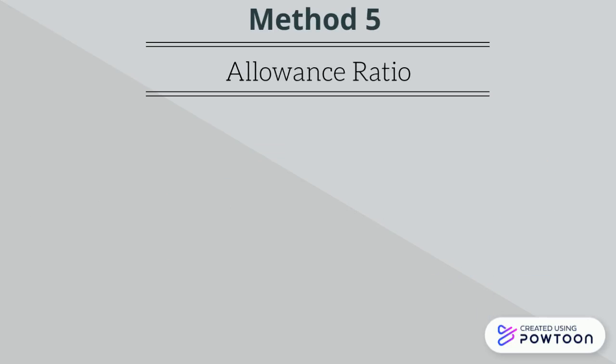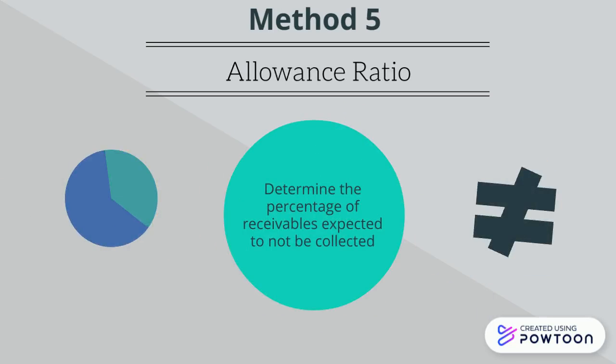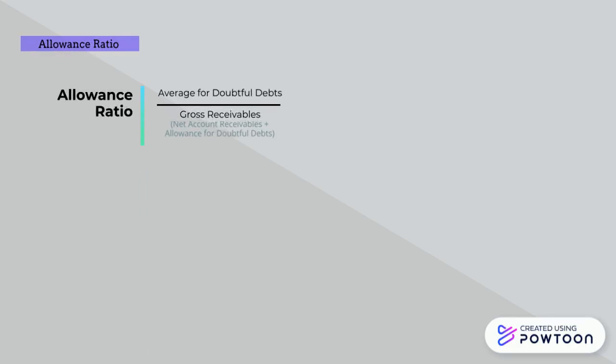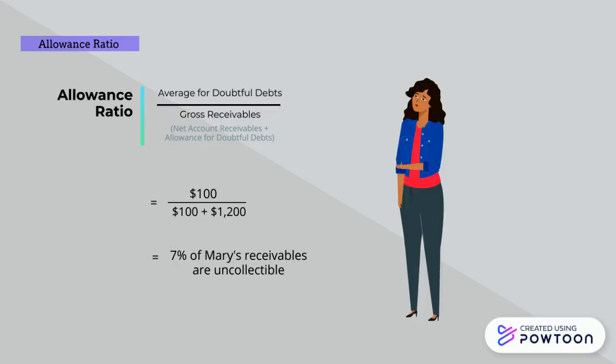Analyzing receivables, we can also use the allowance ratio to determine the percentage of receivables that are expected to be uncollectible in the future. In Mary's case, this can be found by dividing her allowance for doubtful debts by her gross receivables. Thus, we can expect 7% of Mary's receivables to be uncollectible.